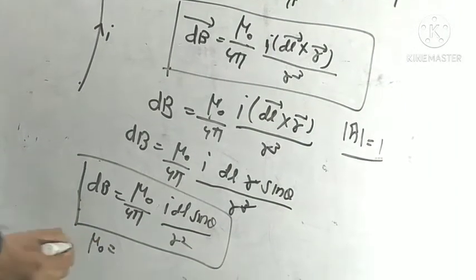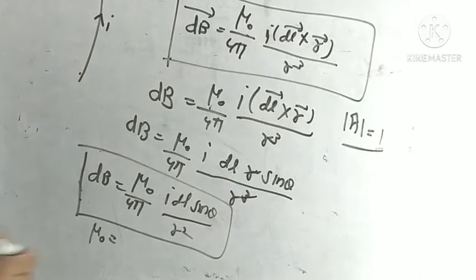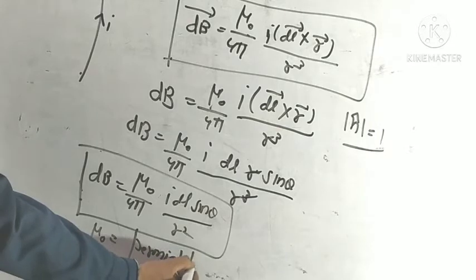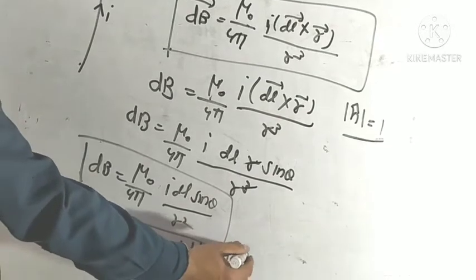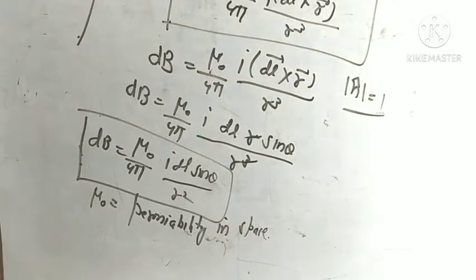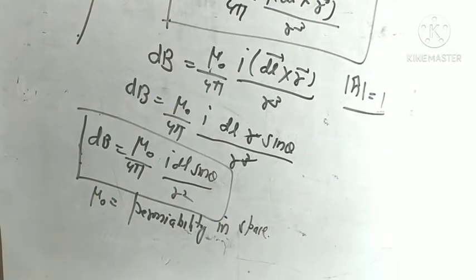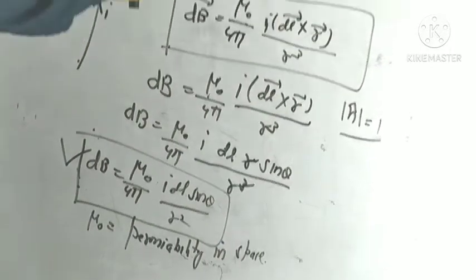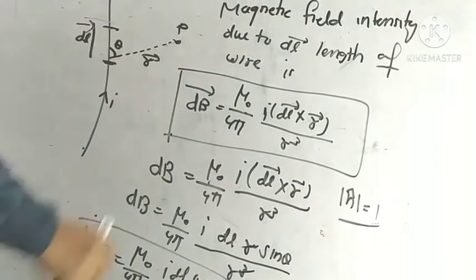Here mu naught is the permeability of free space. So this is the final expression of Biot-Savart law. Here we have to find the magnetic field due to this small element of wire.